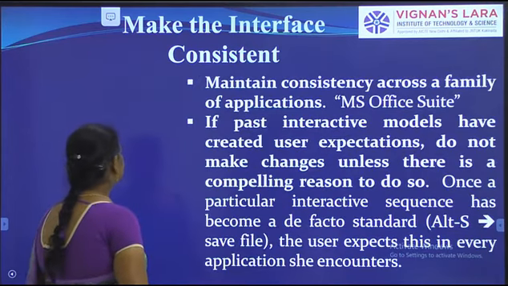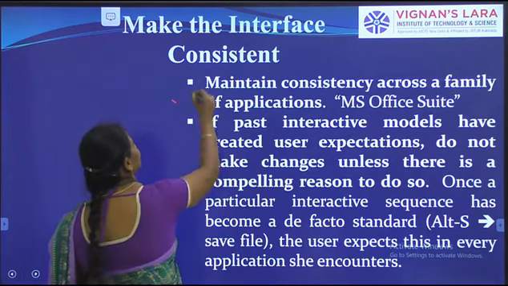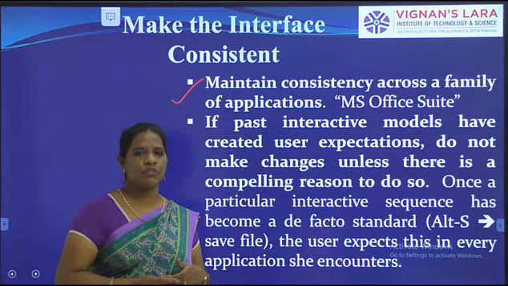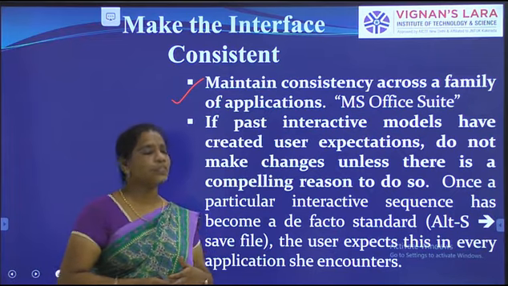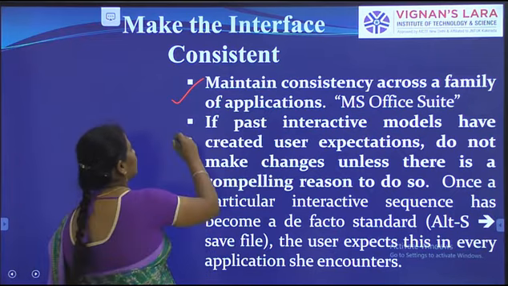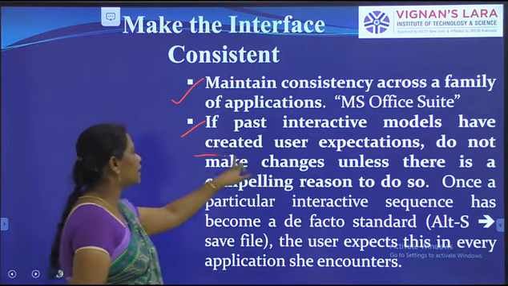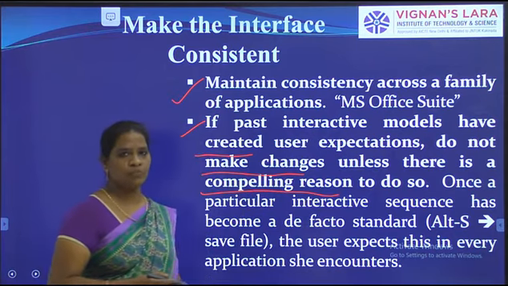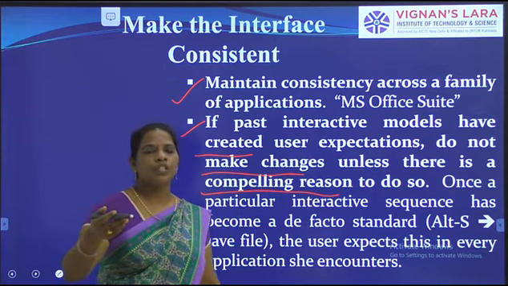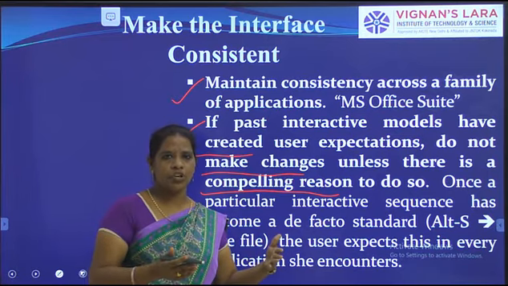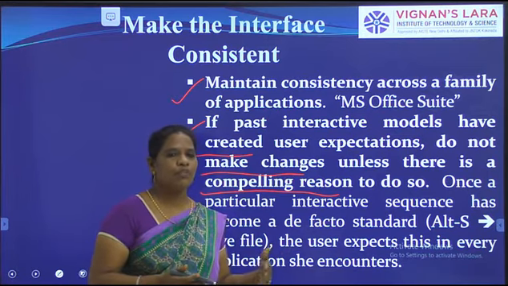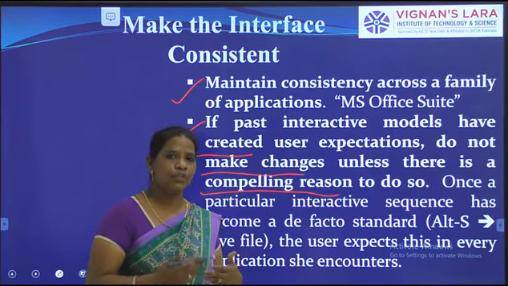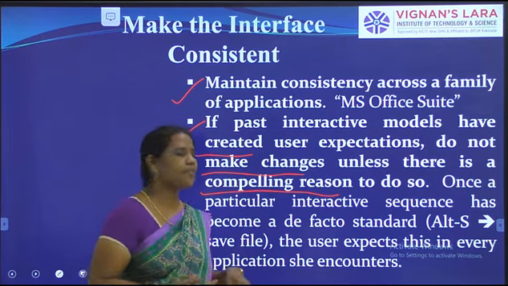Second point is maintain consistency across a family of applications like MS Office. So in MS Office, whatever it is, it is in a consistent manner. Third point is if past interactive models have created user expectations, do not make changes unless there is a compelling reason to do so. While working on documents, you keep some previous documents, old files. Those old files should not be removed by the system itself. When we have to remove them, only then can we remove them. So that is one type of consistency.